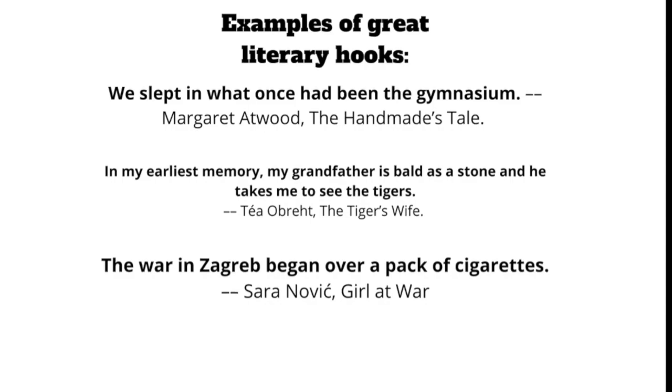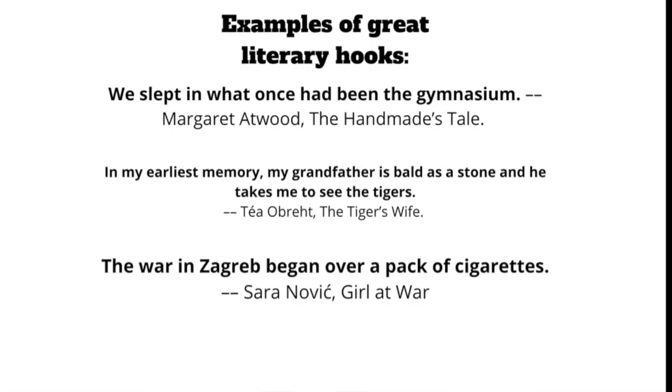In my earliest memory, my grandfather is bald as a stone, and he takes me to see the tigers. So imagine this as a first line. You want to find out more about this. Why is the grandfather taking this person to see the tigers? And then why are we describing the grandfather as bald? You kind of begin to picture this scenario unfolding.